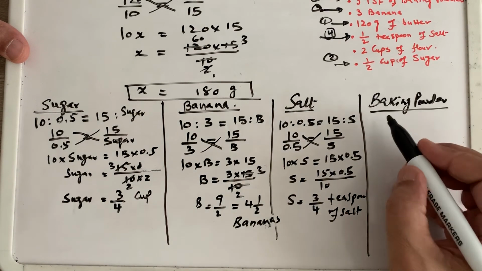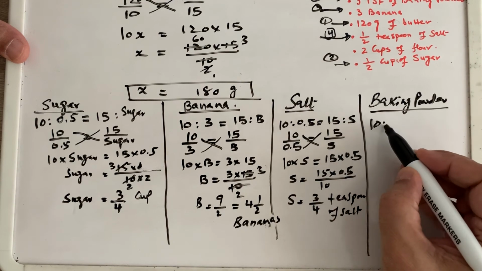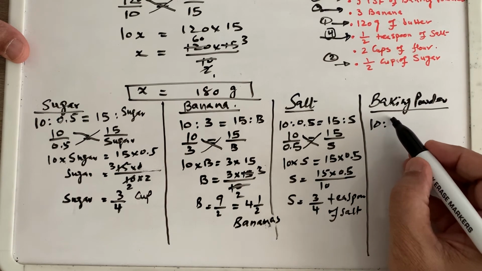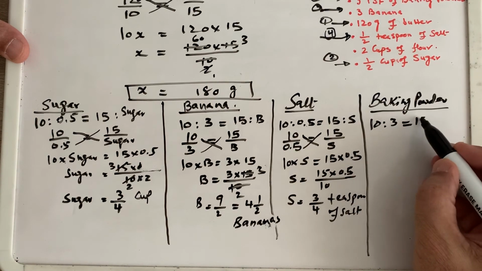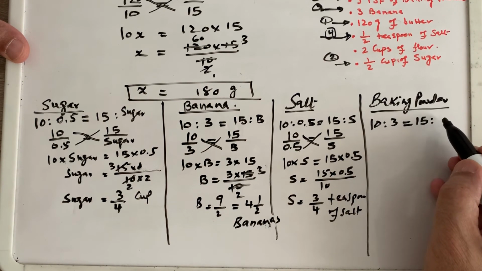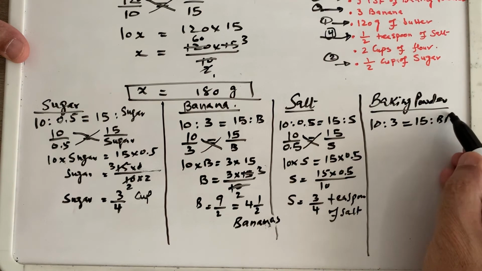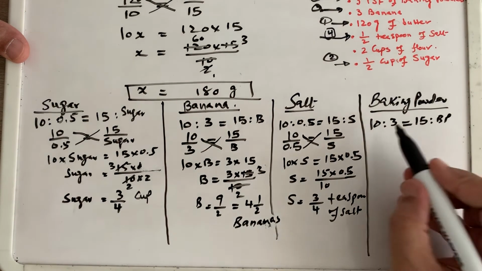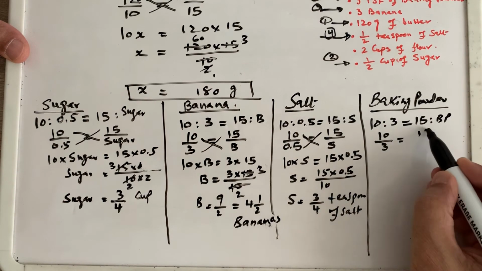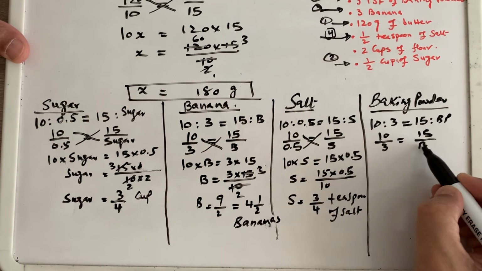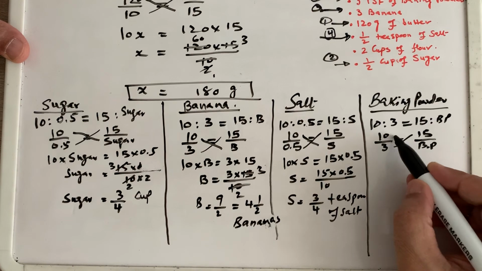Baking powder, what is given? For 10 serving, baking powder requirement is 3 teaspoonful of baking powder, right? Is equals to what we required? 15 serving. And what is unknown? Baking powder, BP. BP is my unknown. What is the next step? Put this ratio into fraction form. 15 divided by baking powder. And next step is cross multiplication.